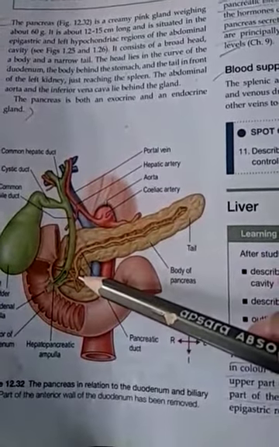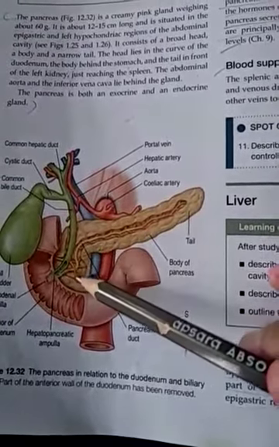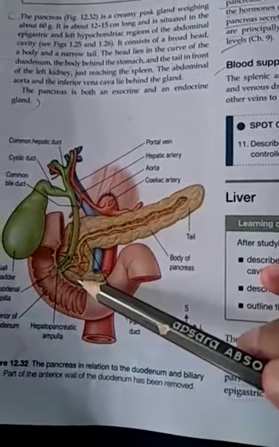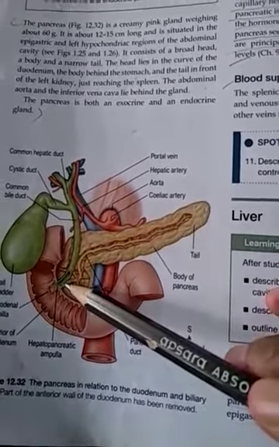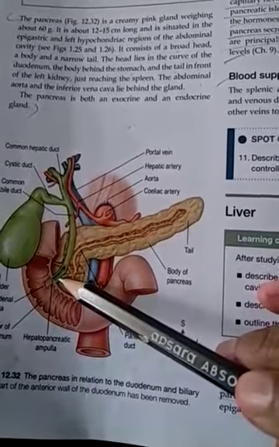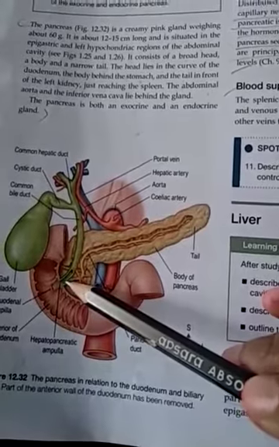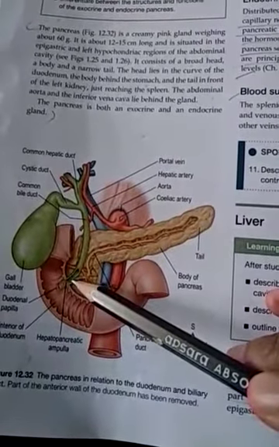Here it becomes bigger, extends along the whole length of the gland and opens into the duodenum just before entering the duodenum. That is also known as the ampulla of Vater, or hepatopancreatic sphincter, or sphincter of Oddi.